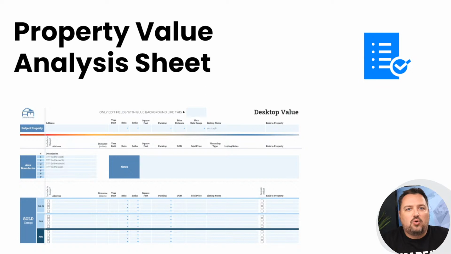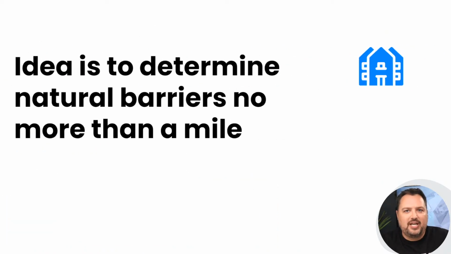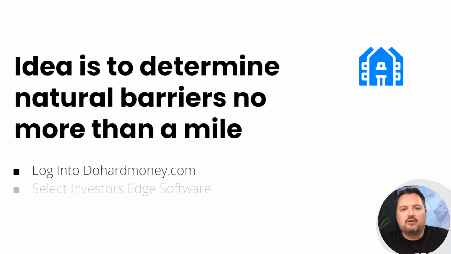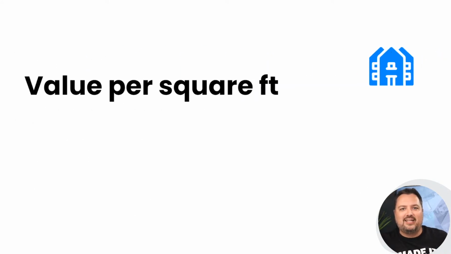So one of the things that you're going to want to use is a property value analysis sheet. This is a copy of one that helps you make a determination and sort through things. The first thing it's going to do is help you determine your neighborhood. So one idea is to determine the natural barriers no more than a mile away. So we're looking for what's there. So we can type in an address and take a quick look at any of those properties.